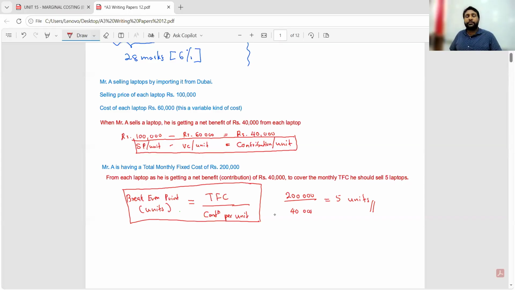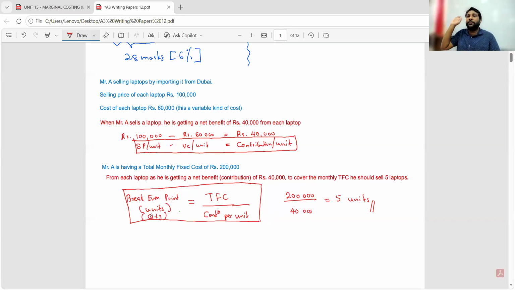Okay. So what are the 2 learnings that we got, people? Fine. Break-even point quantity, break-even point units, anything is fine. Now get that base idea, okay? Break-even point units, break-even point quantity, all are the same. Right?